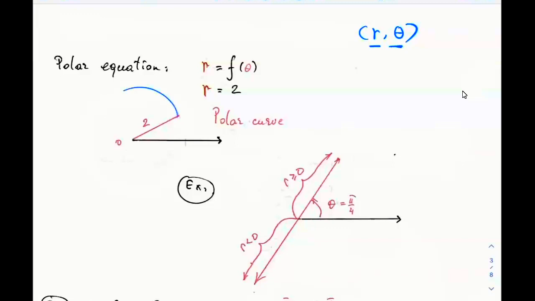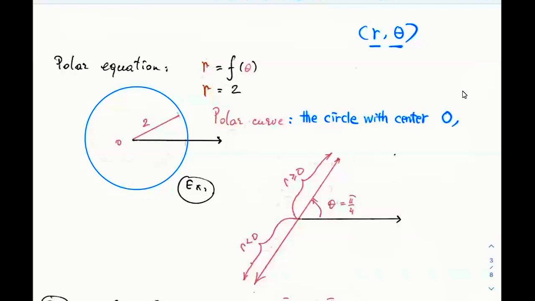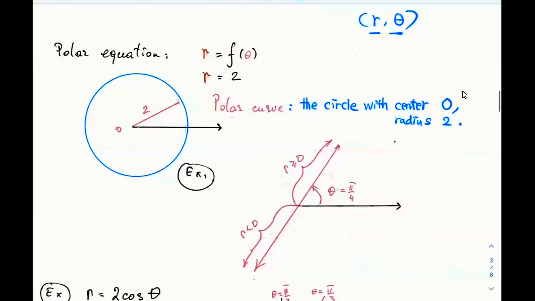Let me see if I can draw a perfect circle here. I draw a perfect circle here. The r here is equal to 2. So all those points here will have r equal to 2, and theta could be any number. So the polar curve here, if I want to write it in words, is the circle with center O, which is the pole, and then radius 2. Okay, so that's the polar curve for this polar equation.